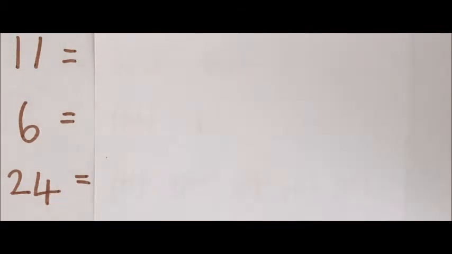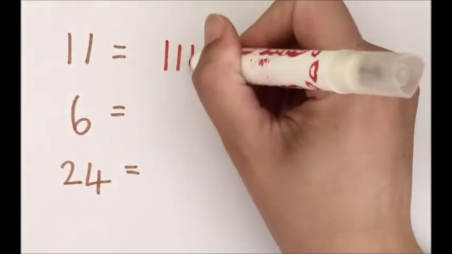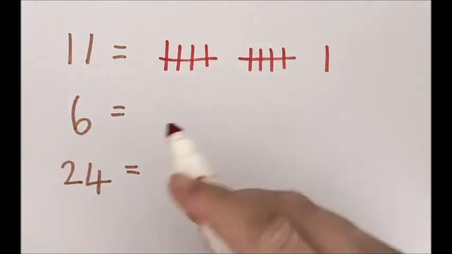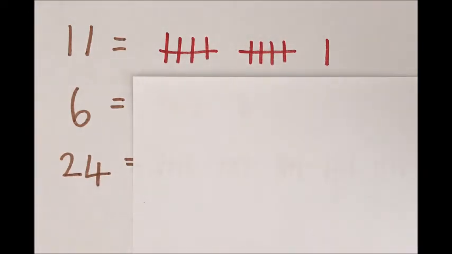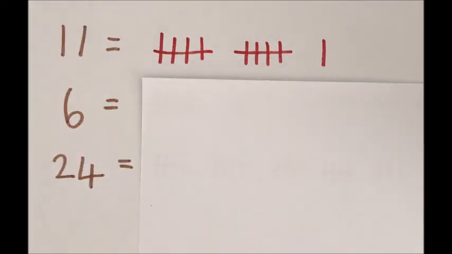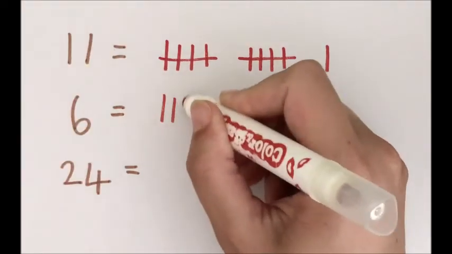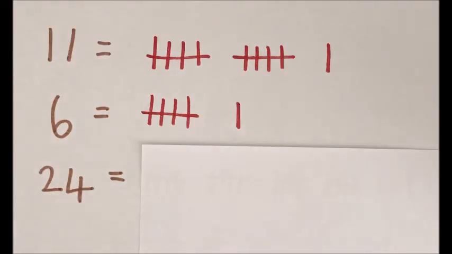So the most important thing is to decide how many 5s come out of 11. So you've got 2 5s, 2 groupings of 5, and then there will be 1 left over. So let's see, 5 plus 5 plus 1 equals 11. If we look at 6, we know we have to make 1 grouping of 5 and then there will be 1 left over. So there you have it, 5 plus 1, and it gives us 6.